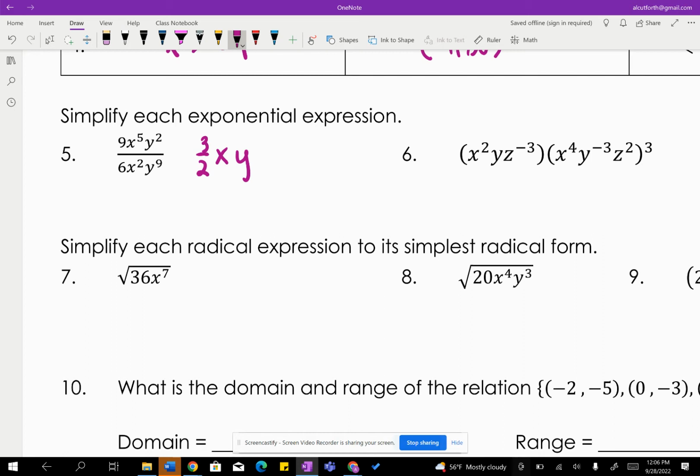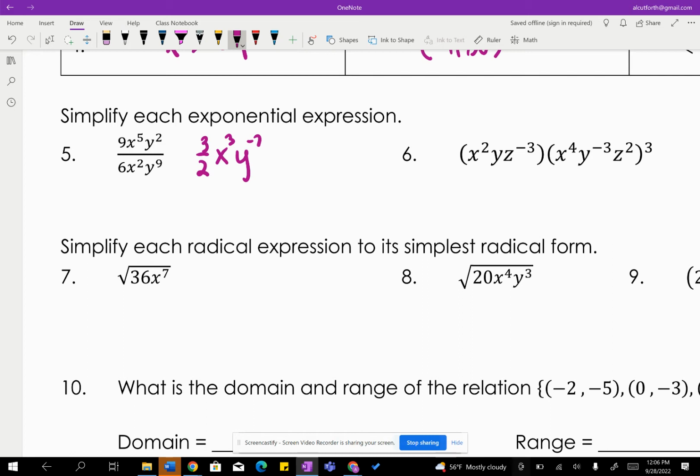Manon, what'd you get for the x exponent? 3. 5 minus 2 was 3. Ian, what'd you get for the y exponent? 7. Positive 7? Oh. Should be -7. Yep, -7, because 2 minus 9 is -7. Okay? We're subtracting.